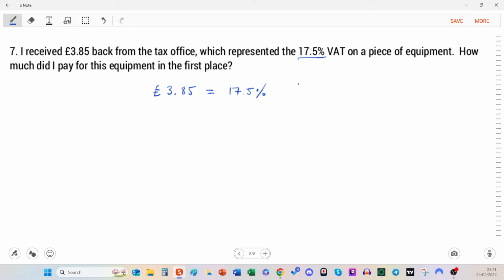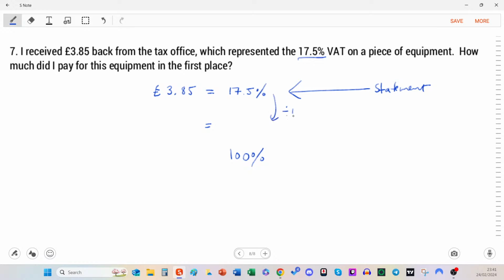And I think this is the most important part of the question: knowing what percentage the things that you have in front of you are equal to. And then we can work from there. How much did I pay for this equipment in the first place? So this represents 17.5% of the original amount. And technically we want 100%. So there's a really good go-between, especially if you have a calculator. There's other ways of doing it. You could set it up using algebra, but we're just going to do it this way.